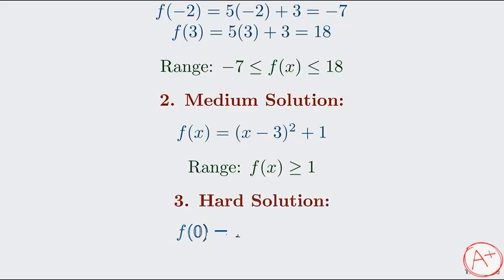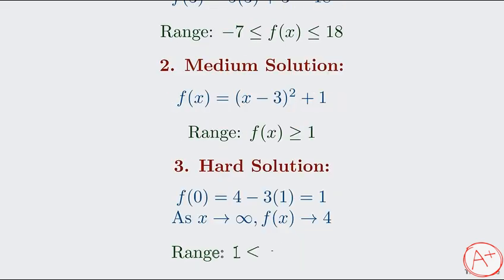For the exponential, at x equals 0, f of x is 1. As x tends to infinity, the exponential term tends to 0, so f of x approaches 4.